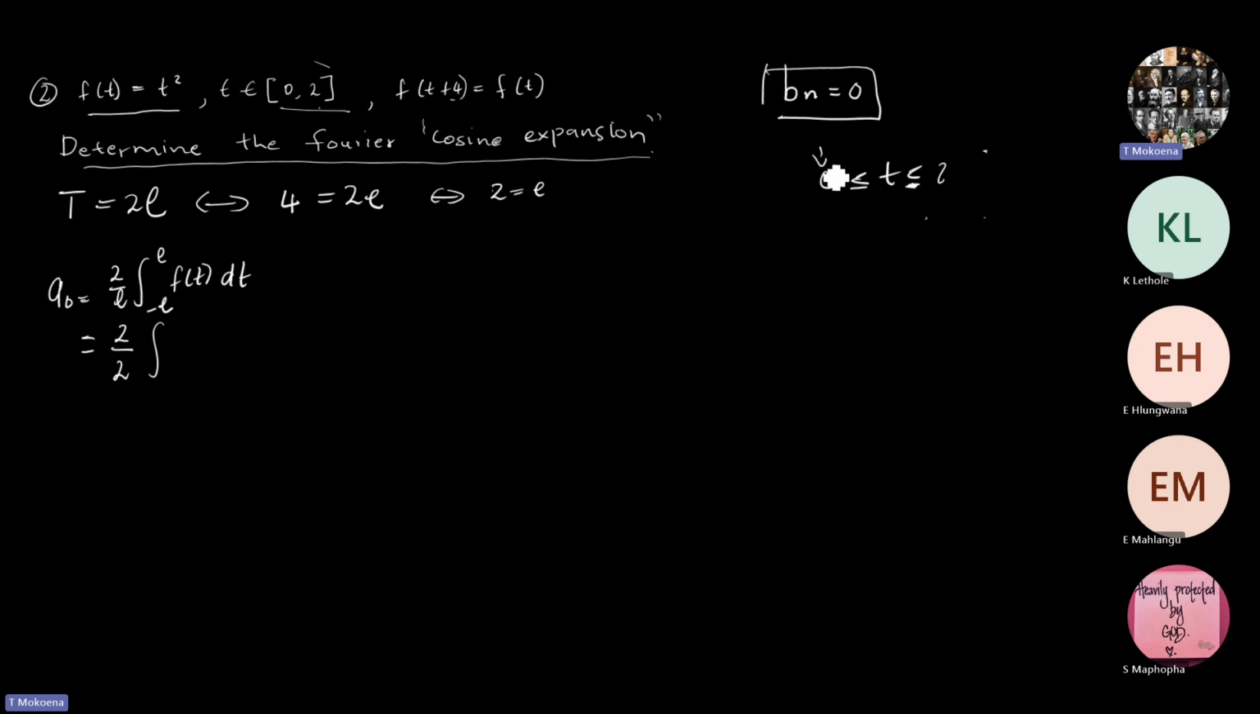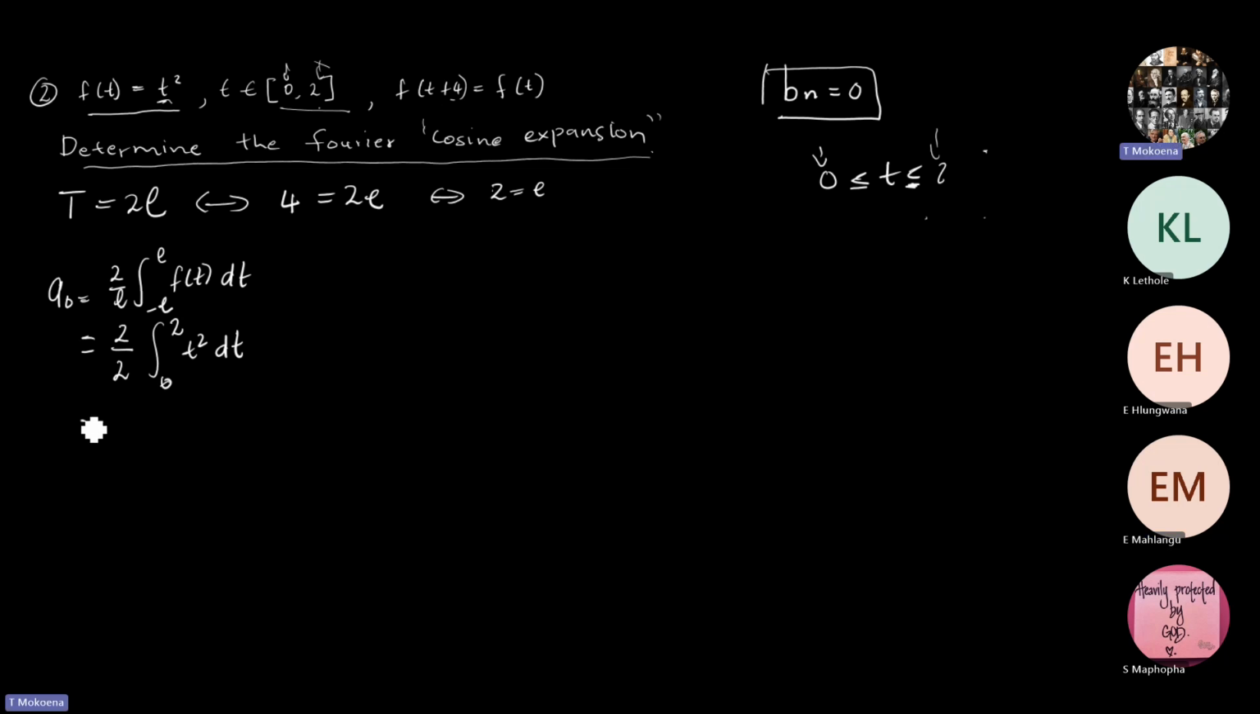This will be the lower bound because it's the lower number. This will be the upper bound. So it does not matter how they give us the interval. You just have to understand these intervals. They can be different. So our upper bound is 2, and our lower bound is 0. And therefore f at t is t squared, which is our function, dt.